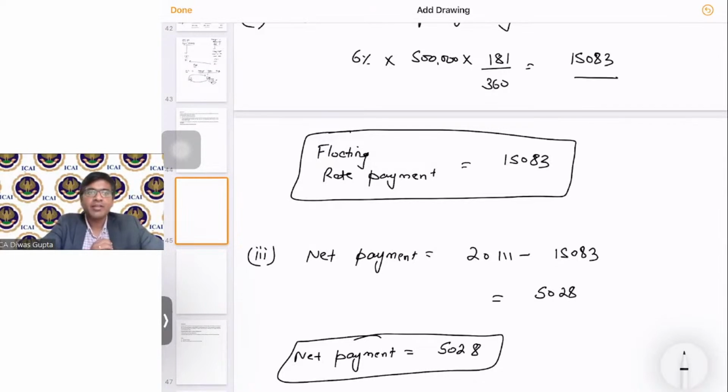So let's break for 10 minutes. It's 8:25 now. Let's again reconvene at 8:35.